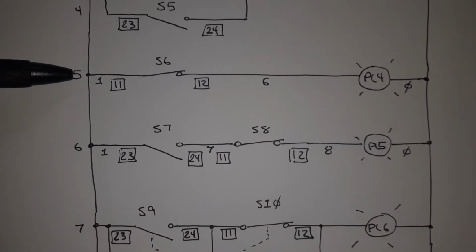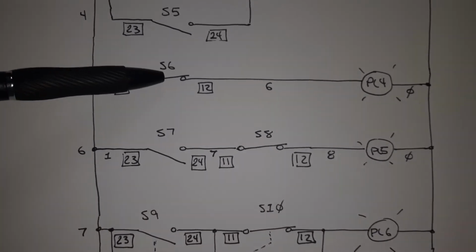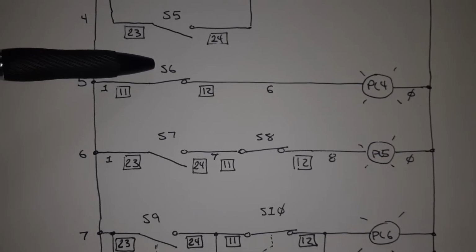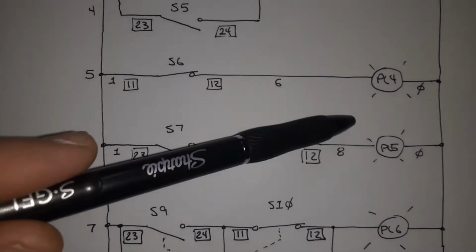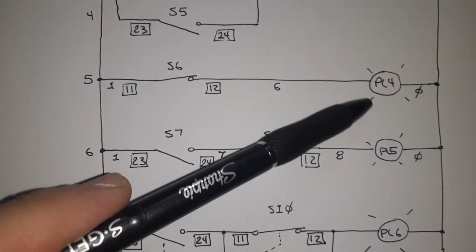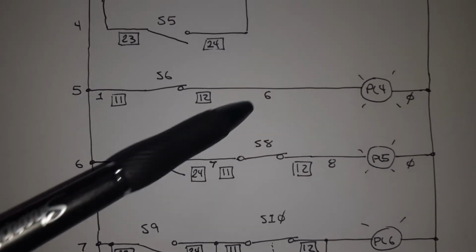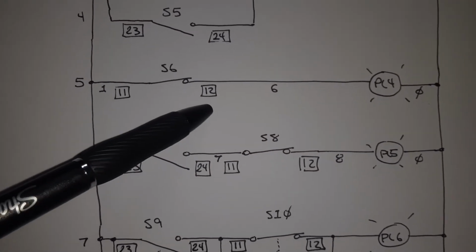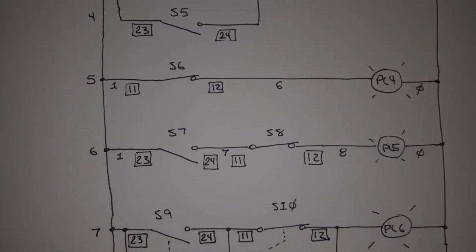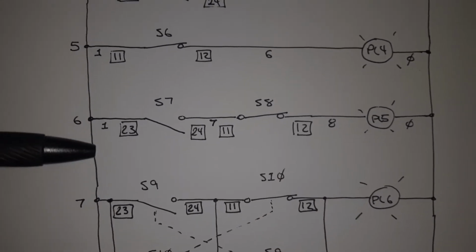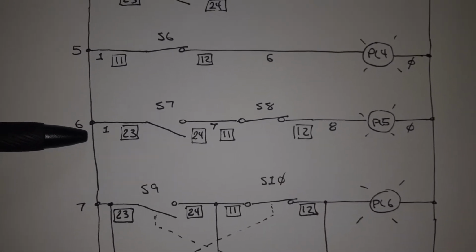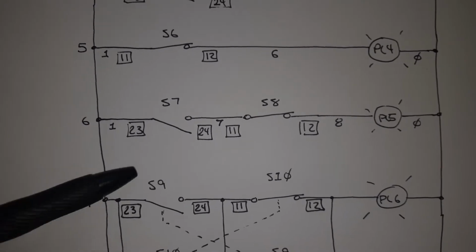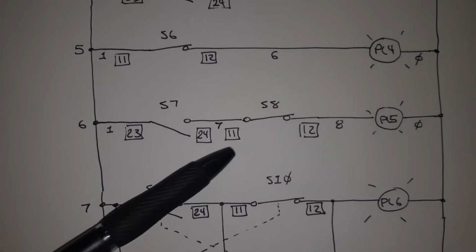Down here on 5, this is not logic. If I do not turn on switch number 6, pilot light 4 is on. So here's wire number 6. This is the 11-12 connection, okay? So down here on row number 7, or number 6 here, what do you think this would be right here?